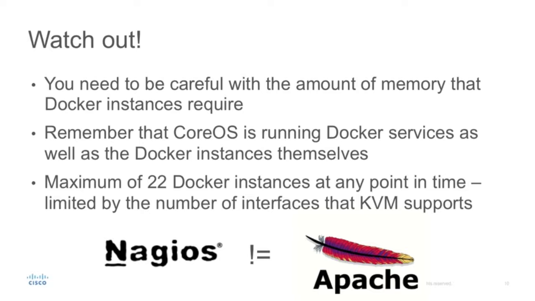So for example, the CoreOS instance will come set to 2 gig. That may not be sufficient. There's this misconception that Docker means lightweight. That is far from the truth. It really depends on what you're packing into your Docker instance. For example, if you've got Nagios, a fairly well-known network management and reporting system, that is very, very heavy by comparison to something relatively lightweight like an Apache web server.